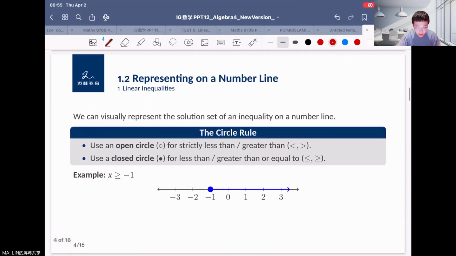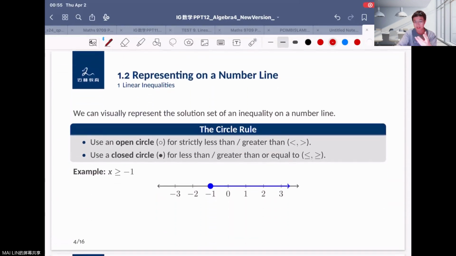Here we are using an axis to represent it. Here is the example for x bigger or equal to -1. First we draw on the x coordinate, and we use a closed circle, which means that we can choose this point. So x can equal -1. And then we draw an arrow to the right, toward the right.